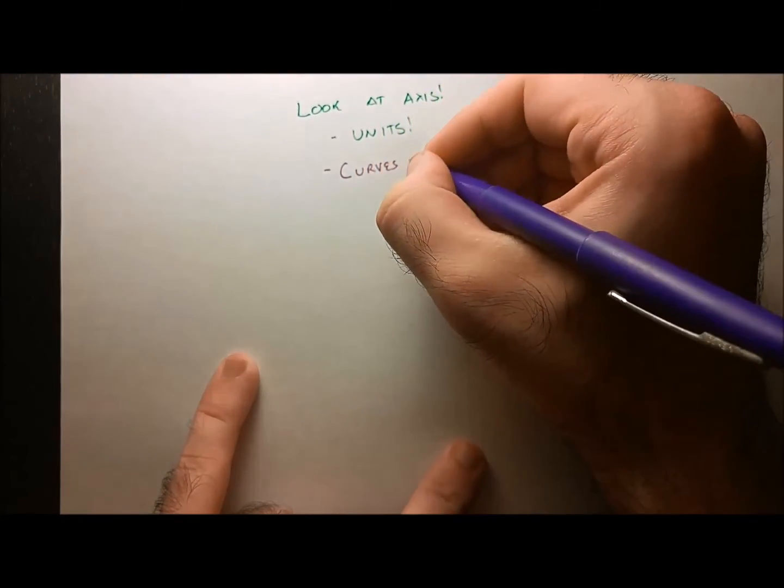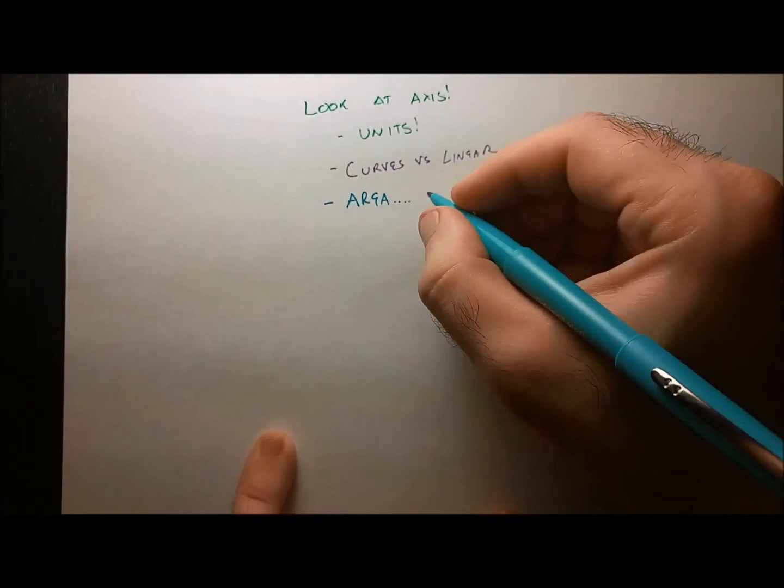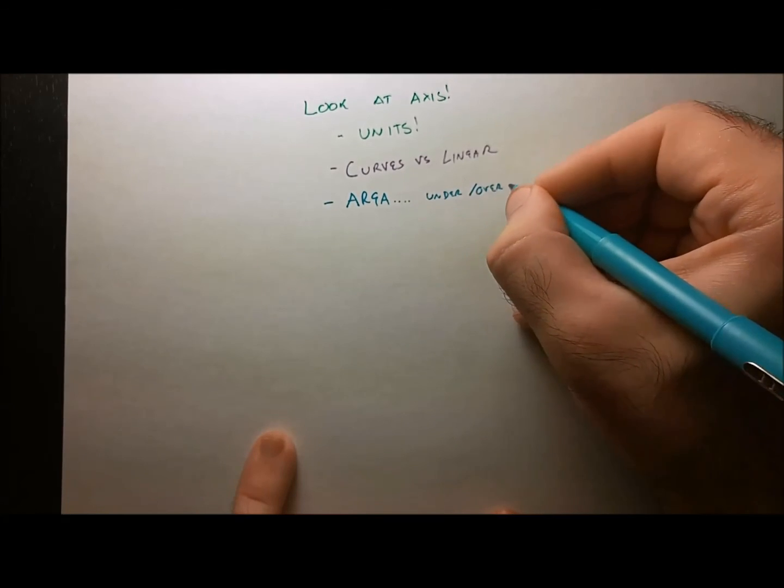So for the summary, let's talk about looking at graphs. The first thing I want you to do is look at the axis. Units are super important. Also, curves versus linear. Curved displacement means you have an acceleration. Curved velocity means you have a change in acceleration.